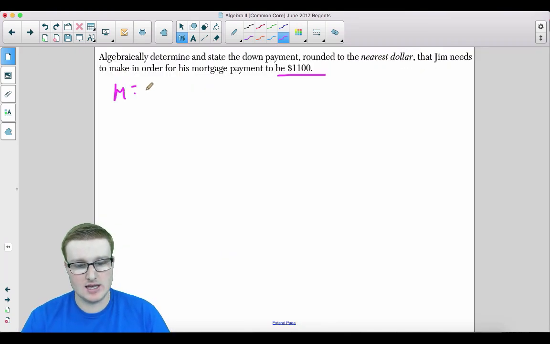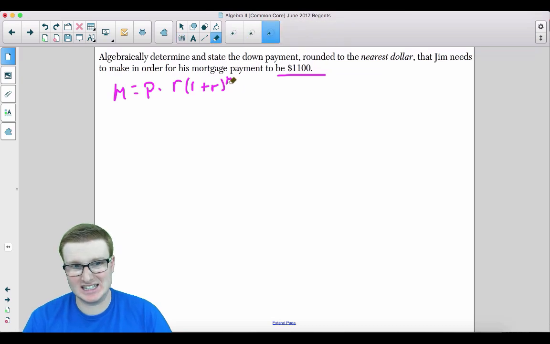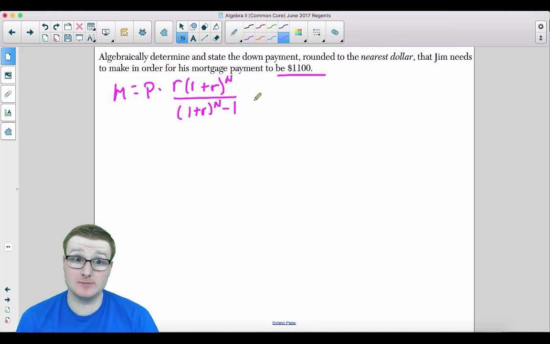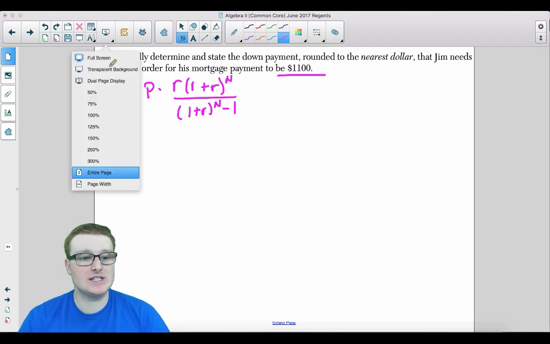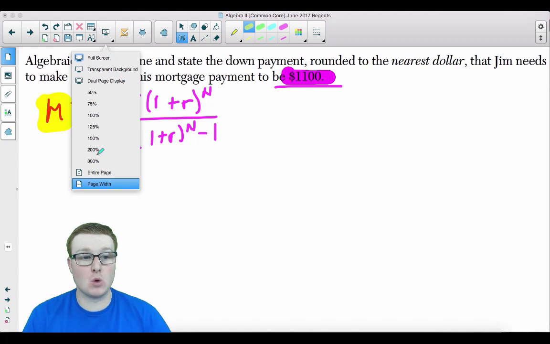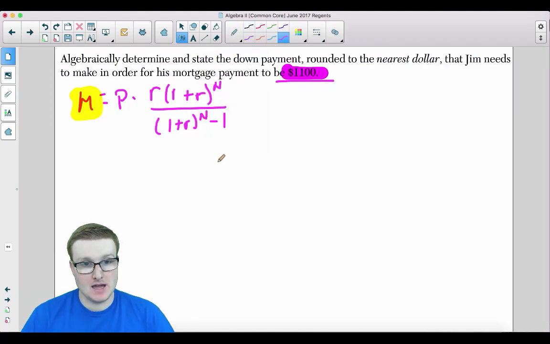It's mortgage equals P times R raised to the capital N divided by 1 plus R to the capital N minus 1. Okay, so that's still your formula. But the difference is they're telling you that the 1,100 is capital M. They're telling you that that's your new mortgage payment. So we have 1,100. That is equal to the principal.